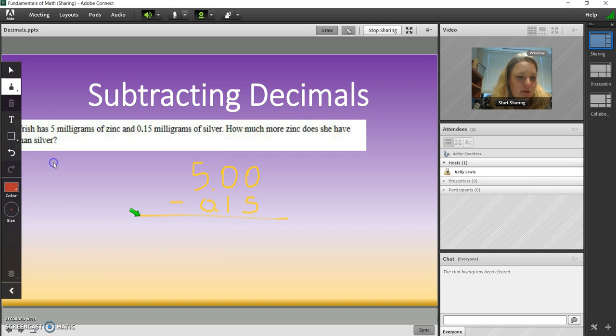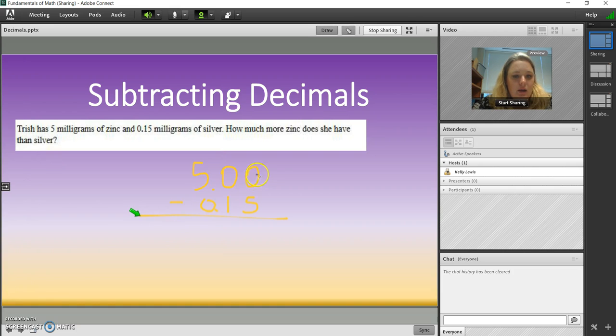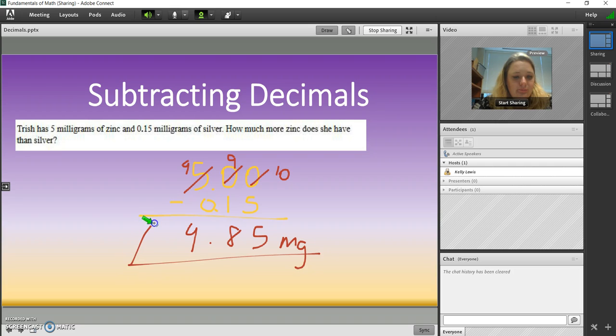Change colors real quick. All right, we can't do 0 minus 5, so make that a 10. We're taking 1 away from him, so he's now a 9. 10 minus 5 is 5. 9 minus 1 is 8. Okay, and took 1 from him. So 4.85. And then I am huge on units, so you need to write milligrams. All right, so 4.85 milligrams more zinc than silver.